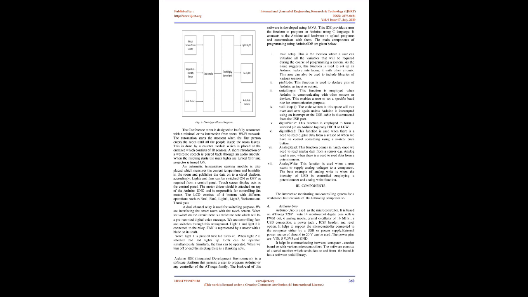An automatic temperature sensing module is also placed which measures the current temperature and humidity in the room and publishes the data onto a cloud platform accordingly. Lights and fans can be switched on or off as required from a control panel. Touchscreen display acts as the control panel. The motor driver shield is attached on top of the Arduino Uno and is responsible for controlling the fan motor. The LCD consists of buttons with different operations such as FAN1, FAN2, LIGHT1, LIGHT2, welcome and thank you.